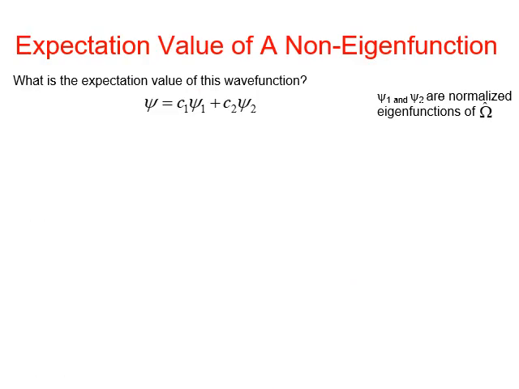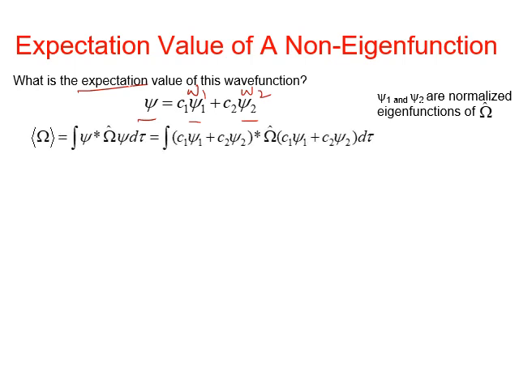What is the expectation value of a wave function that is the sum of two wave functions, both having defined eigenvalues? For example, the first one has eigenvalue omega 1, and the second one has eigenvalue omega 2. So what is the expectation value? The expectation value is also called the average value. It is calculated by the wave function conjugate times the operator operating on the wave function. In this case, the wave function is the sum of the two wave functions.